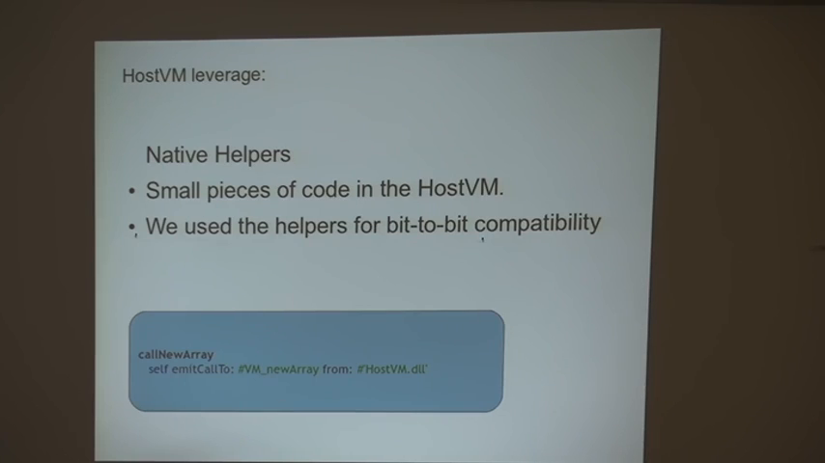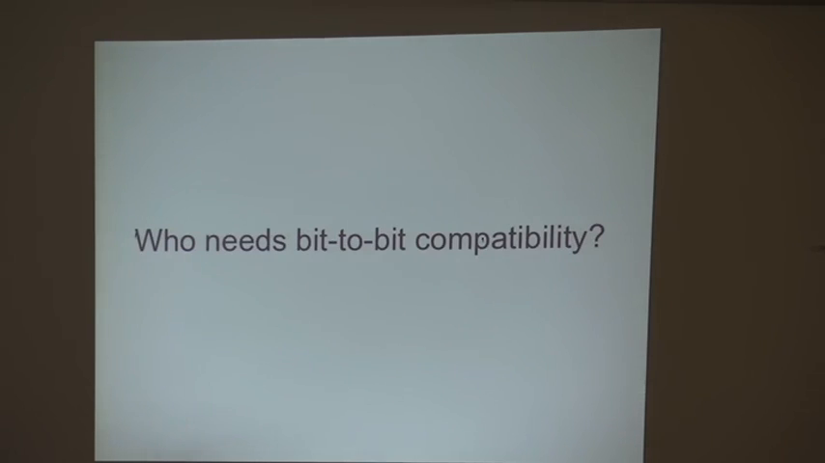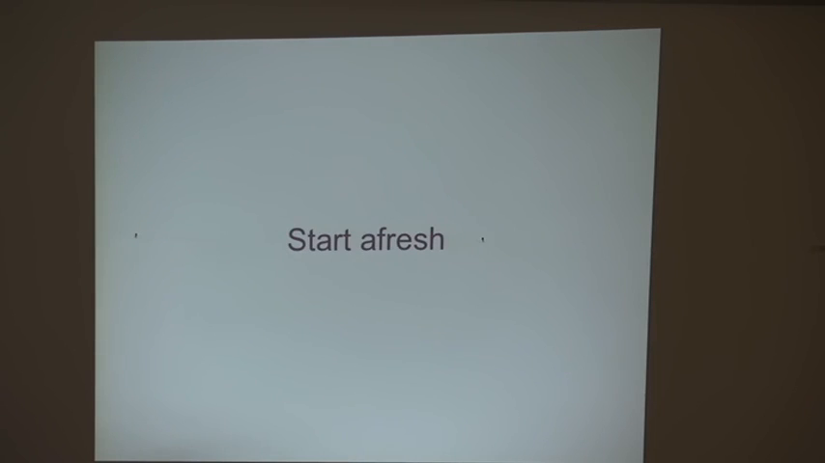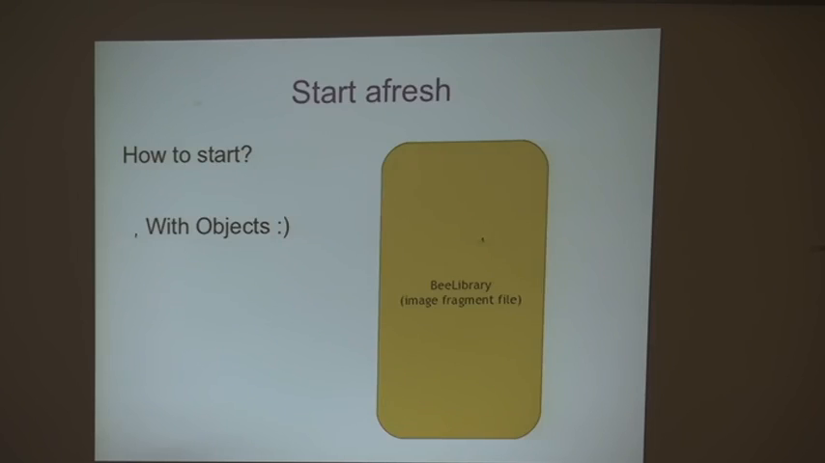This is something important, because we do that because we want bit-to-bit compatibility. So we want to generate the same code as the original VM. And to do that, we have to use the same helpers. But, okay, who does need bit-to-bit compatibility? Probably we don't. So we want to start afresh. How to start afresh? Okay, with objects.